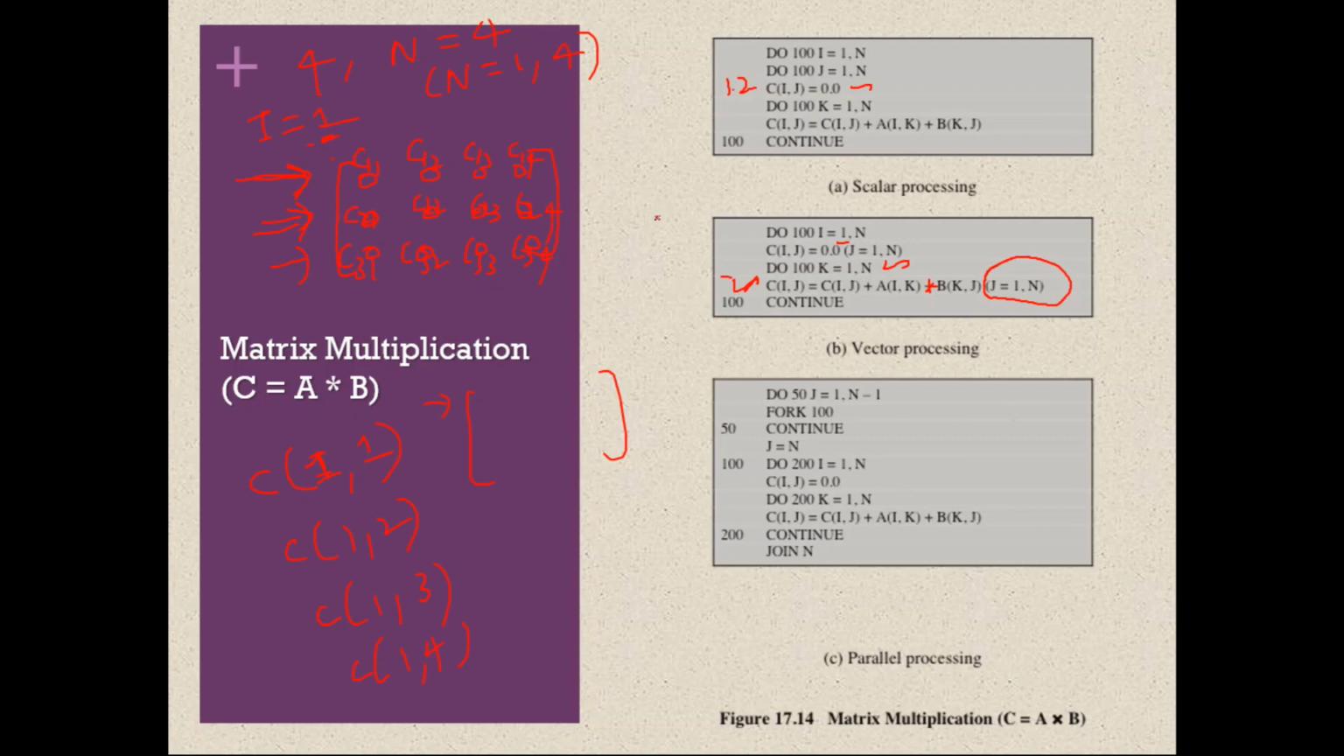So in scalar processing, how many computations are needed? 12 computations, one for each element. But when you use vector processing there are only 4 computations. For each row there is only one computation. So this is how this program will be written in vector computation. Now let us see how the same program can be written in parallel processing.